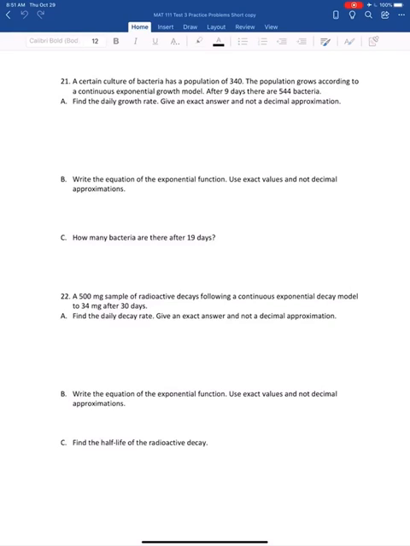All right, moving on here to the end of our review. Let's look at a couple of word problems here dealing with exponential growth and decay, looking at our continuous exponential model.